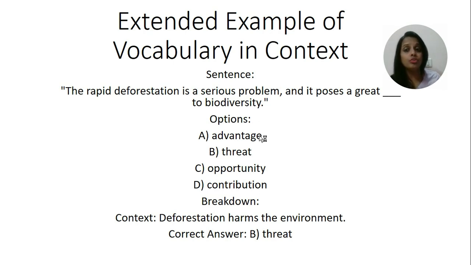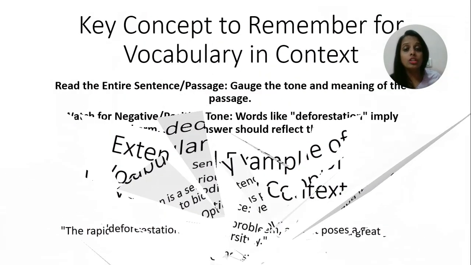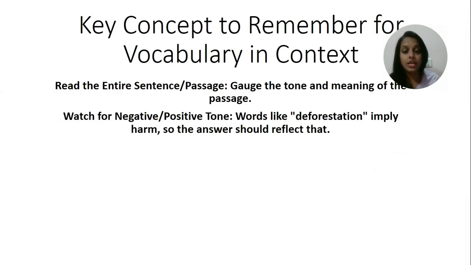So, if you go for threat, that is correctly reflecting the danger that deforestation represents. Got it? So, what you need to remember here is to always read the whole sentence or passage to gauge the tone and context. And be careful with words that seem similar but carry different connotations in different contexts.